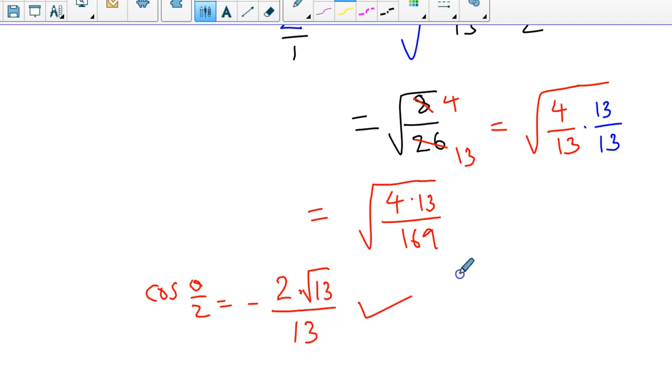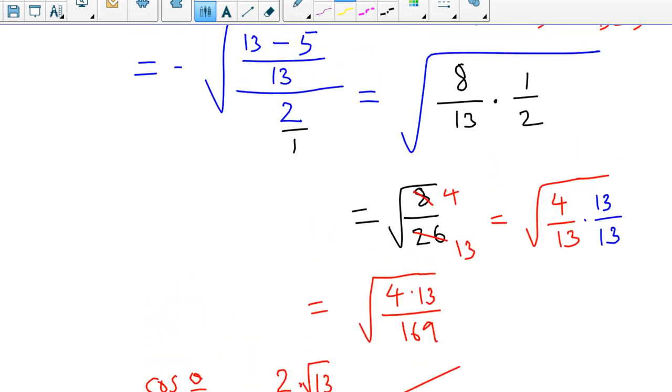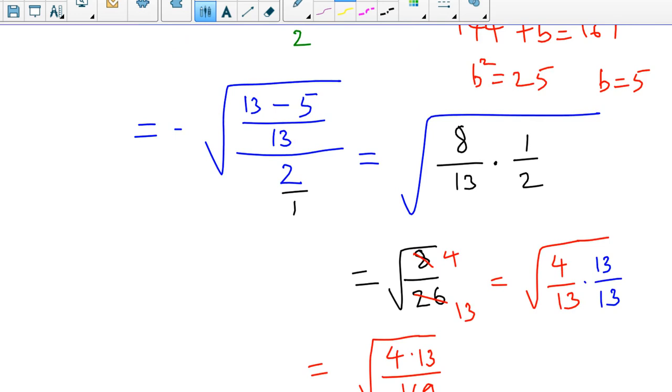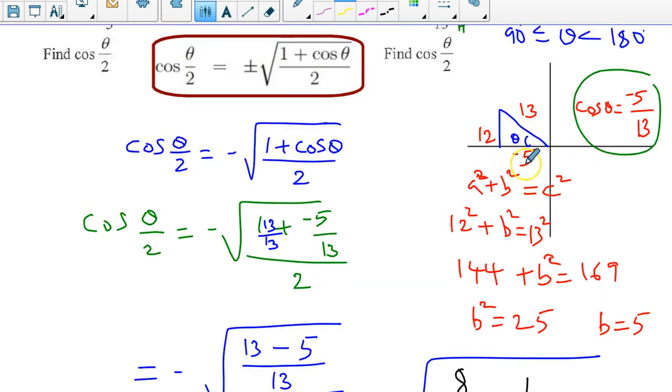That's the result. Okay, so the process has a few extra steps, like we have to find the value of this adjacent side by making use of the Pythagorean theorem and substituting in this, right? Okay, please try the other problem. Right, thank you.